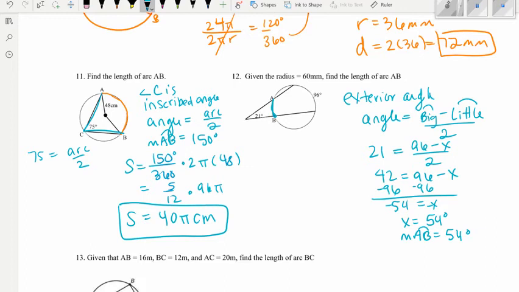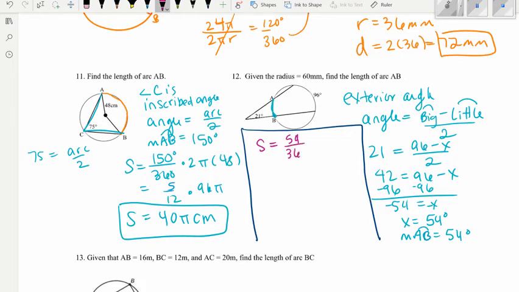And we want to find then the arc length. So for the arc length, S is equal to 54 over 360 times 2 pi, and the radius was 60. So that gives us 3 over 20 times 120 pi. And then when you multiply that, you get 18 pi millimeters.